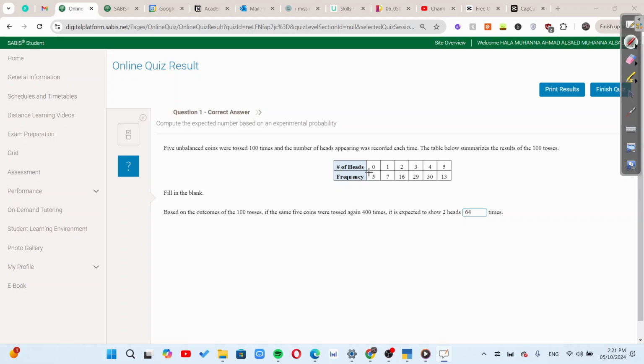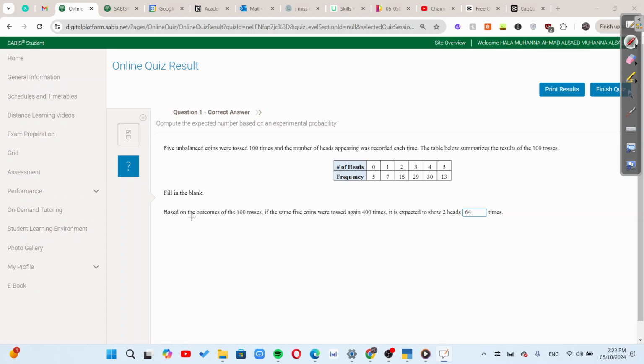So the times you got no heads was only 5, the times you got one head was 7, 2 heads was 16, 3 heads was, etc. That doesn't really matter in this question. Based on the outcomes of 100 tosses, wait, where is the 100? Why isn't it writing? Oh yeah, I'm writing in white.